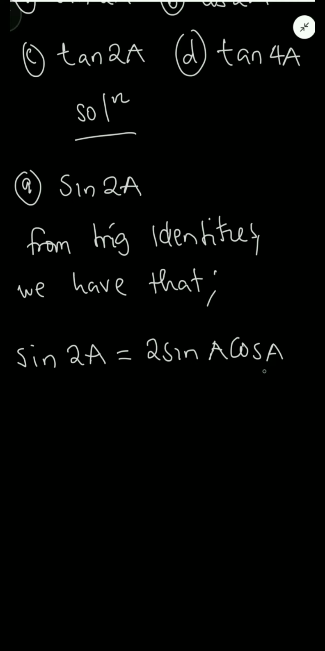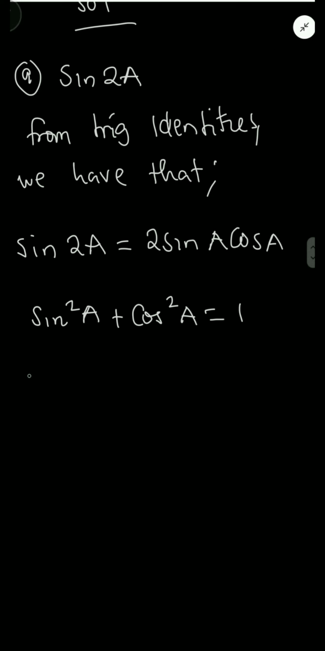Now, if you check, we don't have cos A. So we're going to bring in another identity, the Pythagorean identity, which is sine squared A plus cos squared A equal to 1. Then we make cos squared A the subject of the formula, where we take sine squared A to the other side. So this gives us cos squared A equals 1 minus sine squared A.